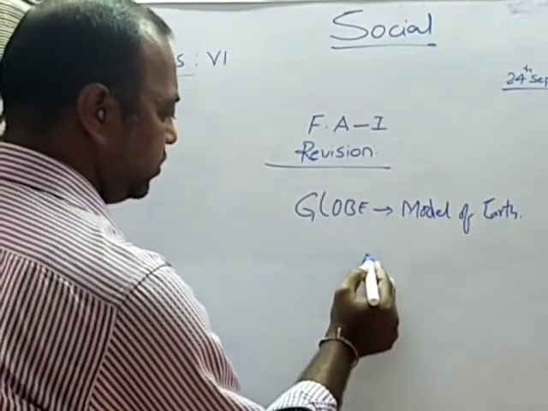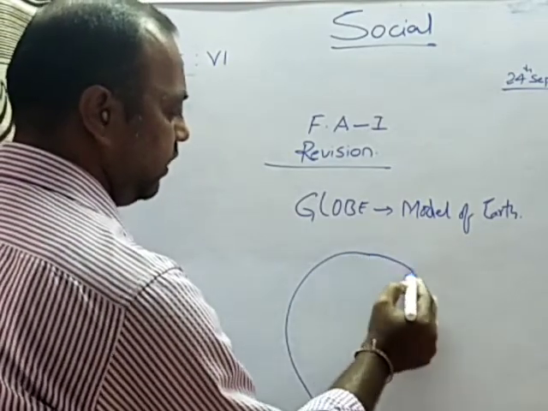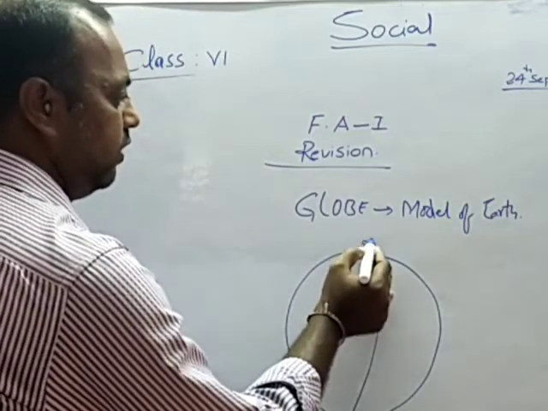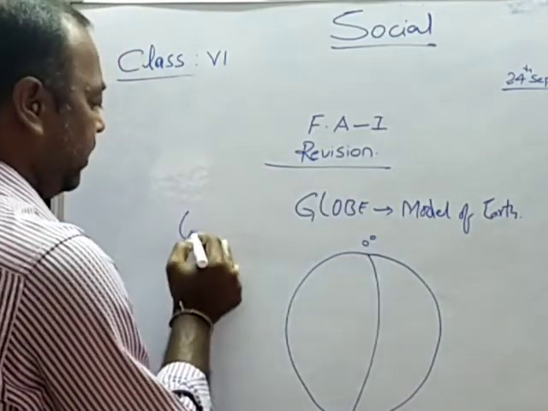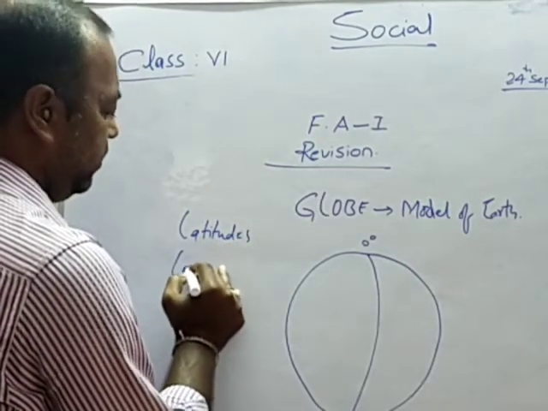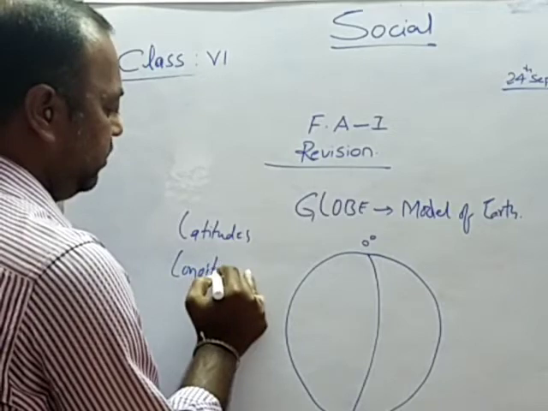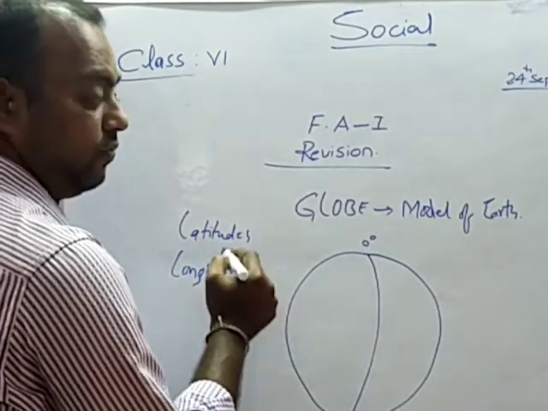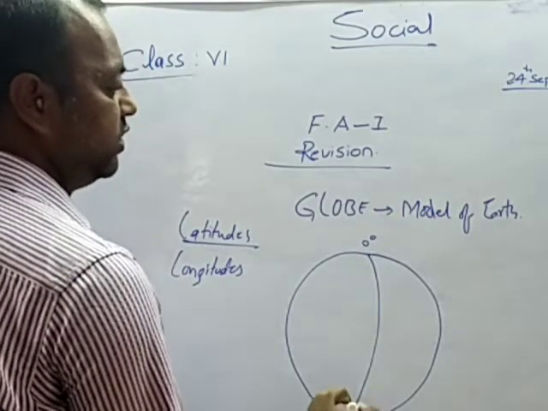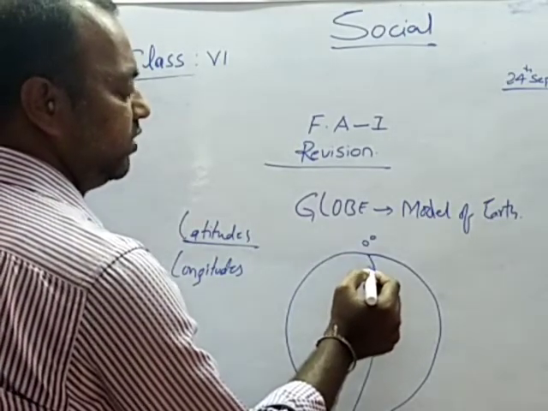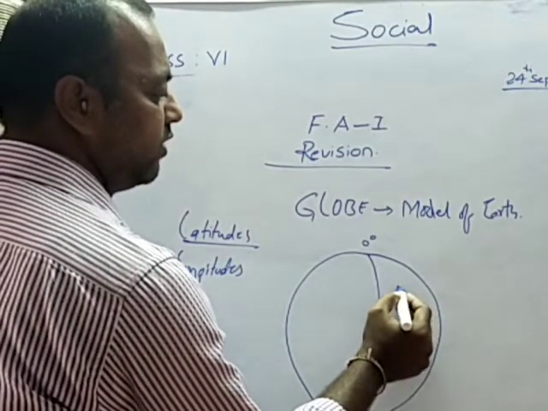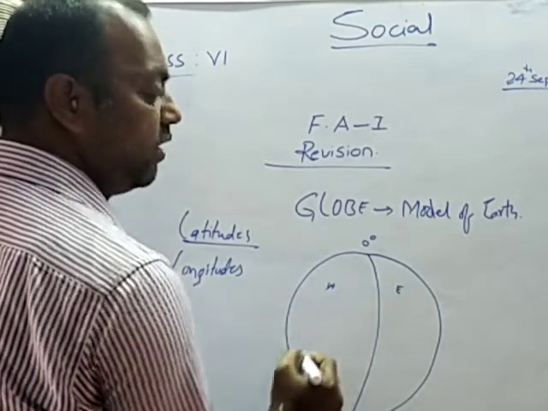And now I'll show you the vertical lines. This is 0 degrees longitude. What are they called? We are learning about latitudes and longitudes, children. So first, equator and other things are latitudes, and these are the longitudes. With this 0 degrees longitude, we divide the globe into two equal halves. This is called the Eastern Hemisphere. This is called the Western Hemisphere.